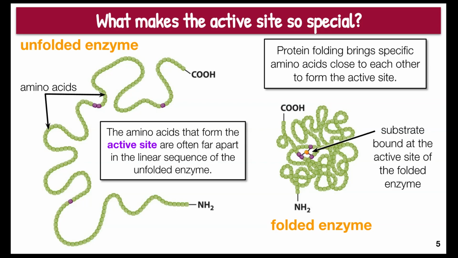If we were to change any of the amino acids in purple so that they had different chemical properties, the substrate may not bind in the same way to the folded enzyme. And the enzyme would not be able to catalyze the chemical reaction it's supposed to catalyze.